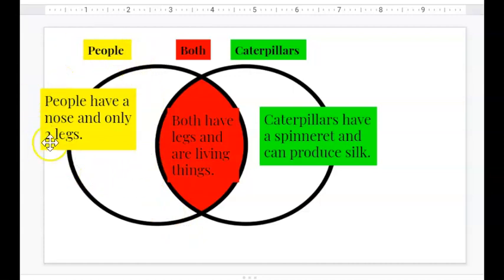Only people have a nose and have 2 legs. Caterpillars do have a scent, but they do not have a nose. Caterpillars actually breathe on the side of their body. This section is only what caterpillars have. Caterpillars have a spinneret and can produce silk. People do not have a spinneret near their mouth, and they cannot produce silk.